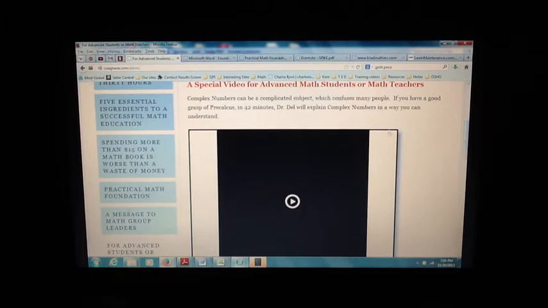And I'm going to explain to you in this video the way complex numbers ought to be taught to your students, assuming you already know a lot about it. If you don't know anything about it, then this won't mean much to you. You'll find it difficult to understand. But if you're a teacher and you're interested in doing it, then this will tell you how to do it.